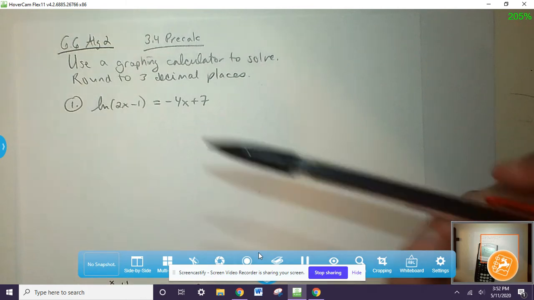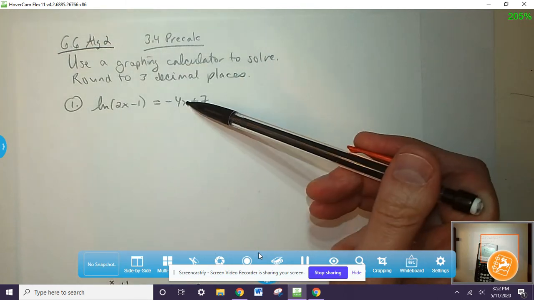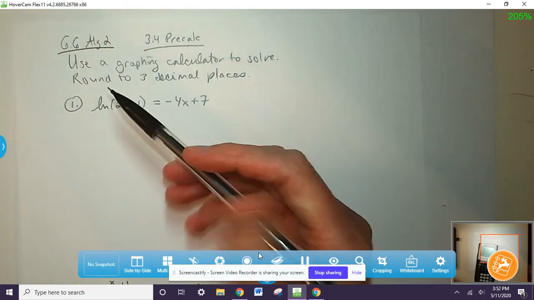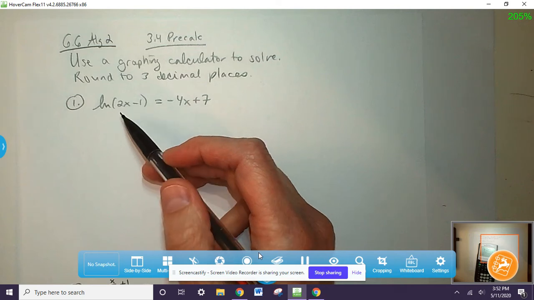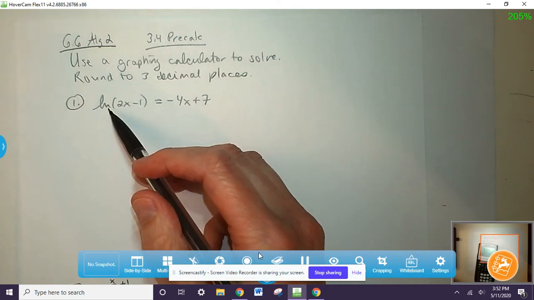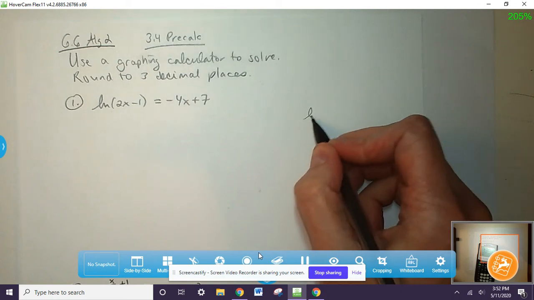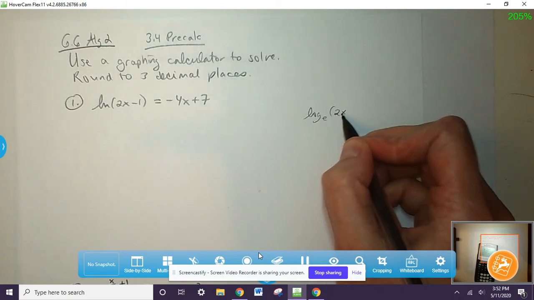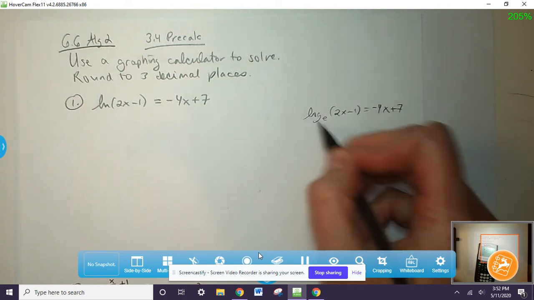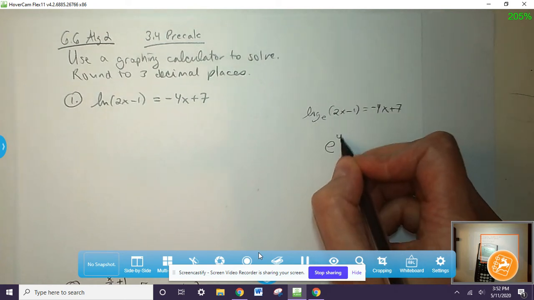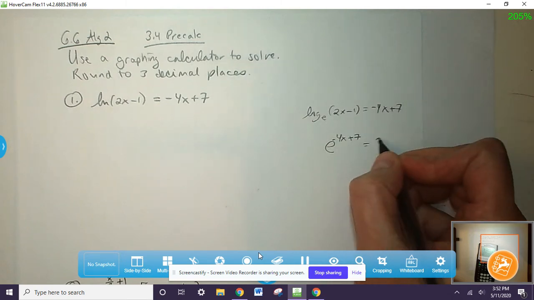Okay, so we're going to use a graphing calculator to solve this equation. Before we do that, first thing to think about is why we would want to use a graphing calculator to solve this. If you think for a minute about trying to solve this algebraically, you could rewrite this as log base e of 2x minus 1, because you already have your log function isolated, and then switch over to exponential form. There's your base, your exponent, and your other guy.